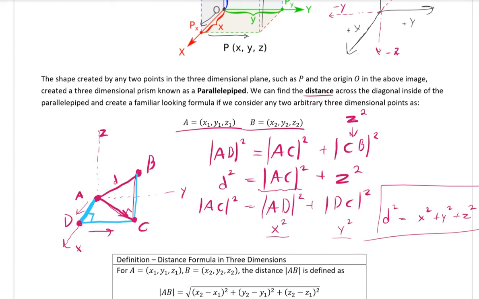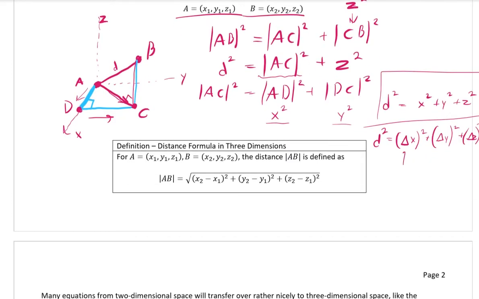Now to be more accurate, we'd actually consider these the change in X, Y, and Z. So you'd say D squared is delta X, the change in X, plus the change in Y, plus the change in Z. Each of these changes, the change in X you can define as just the difference between X coordinates. So in this case for A and B, the X coordinates would be X2 minus X1, Y would be Y2 minus Y1, and Z would be Z2 minus Z1.